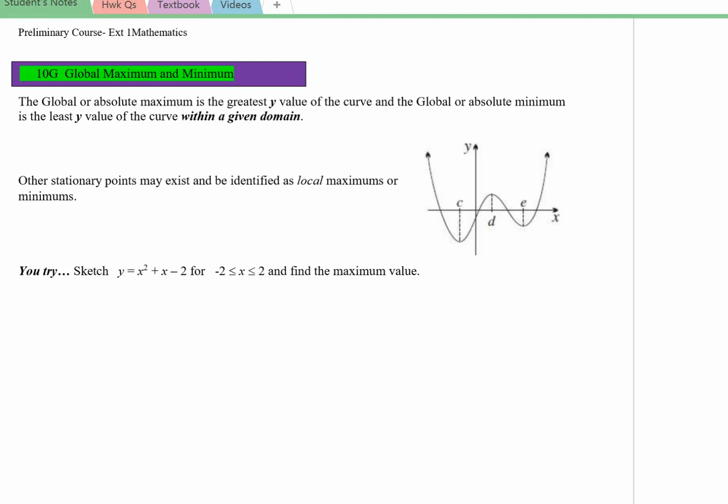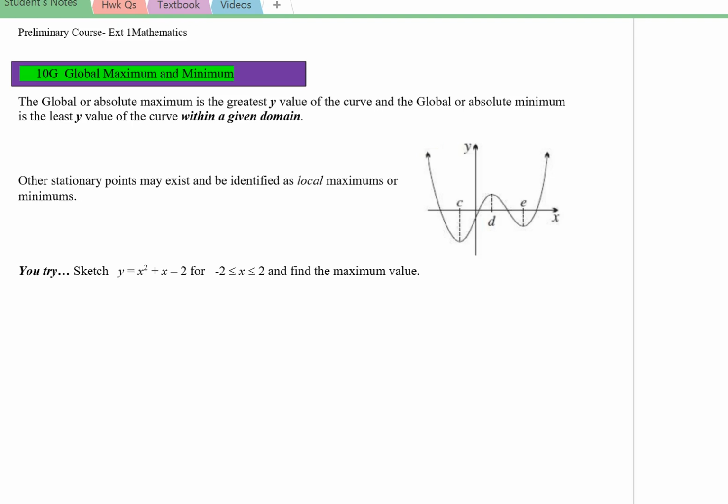In exercise 10G, you're going to be finding maximum and minimum values, and remember, you've done that before. The maximum or the minimum value is the y value at a particular point. And I have no doubt that you fully understand a maximum, the highest point, or minimum, lowest point.